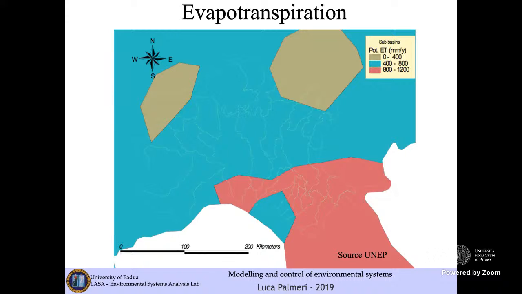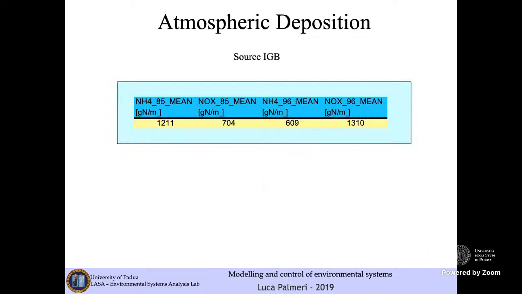Evapotranspiration is linked to the land cover, essentially, and it is obtained by the classical model provided by FAO, a UN agency, the Food and Agriculture Organization, that provides a very standard model for the estimation of evapotranspiration in terms of agricultural crops, so the potential evapotranspiration for different agricultural crops.